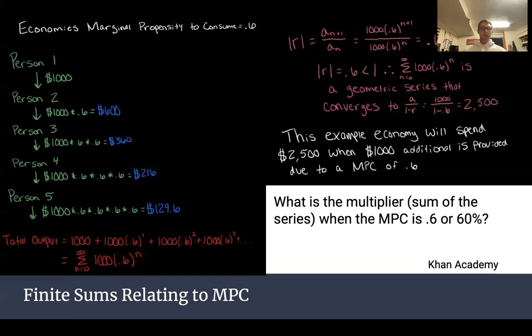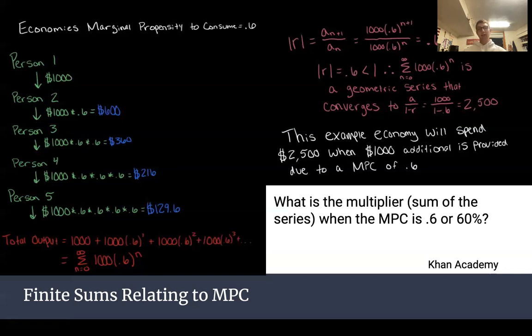So despite being able to already know that the ratio would be 0.6, we did go ahead and solve it up here. So a sub n plus 1 over a sub n equals 1,000 times 0.6 to the n plus 1 over 1,000 times 0.6 to the n, which would equal 0.6.